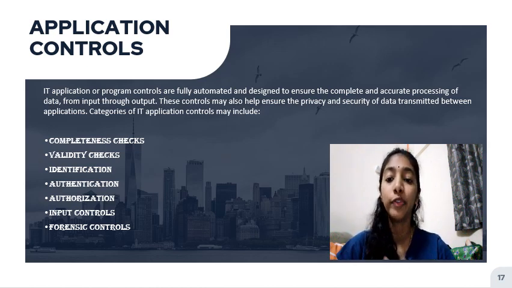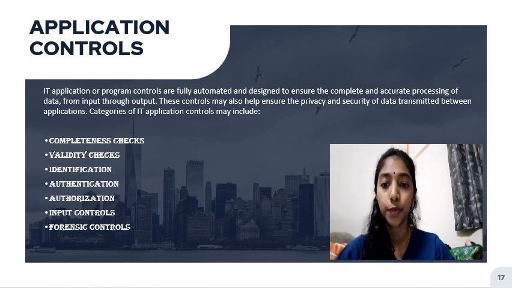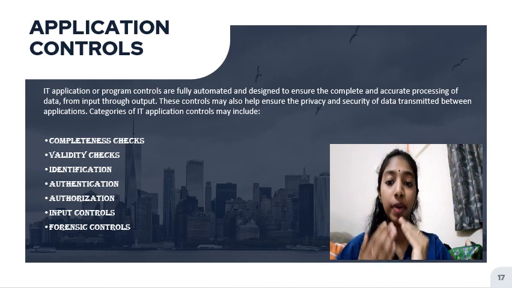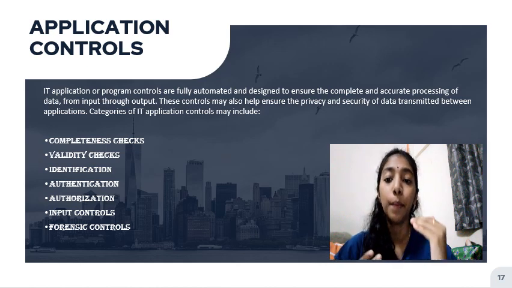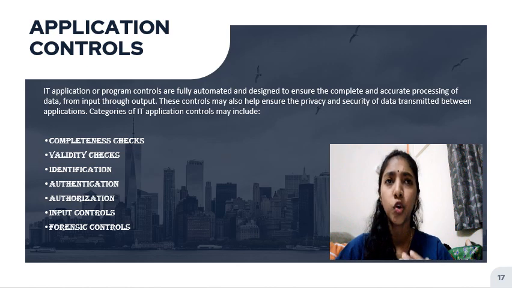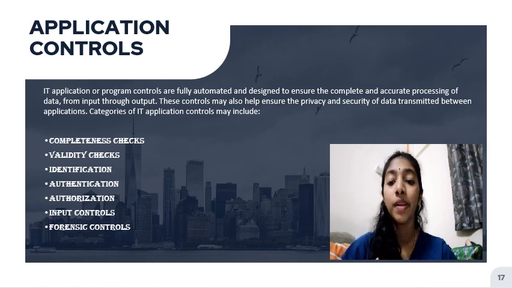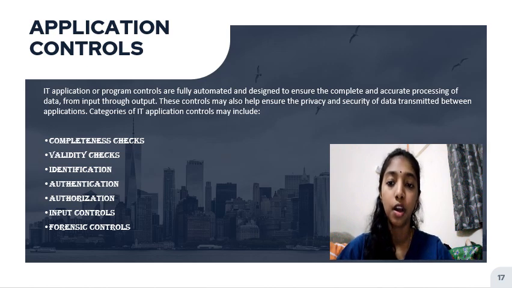IT application or program controls are fully automatic and designed to ensure the complete and accurate processing of data from input through output. These controls may also help to ensure the privacy and security of data transmitted between applications. Categories of IT application control may include completeness checks, validity checks, identification, authorization, input control, and forensic controls.